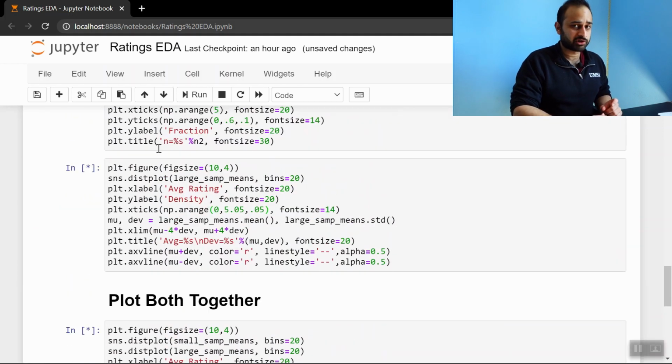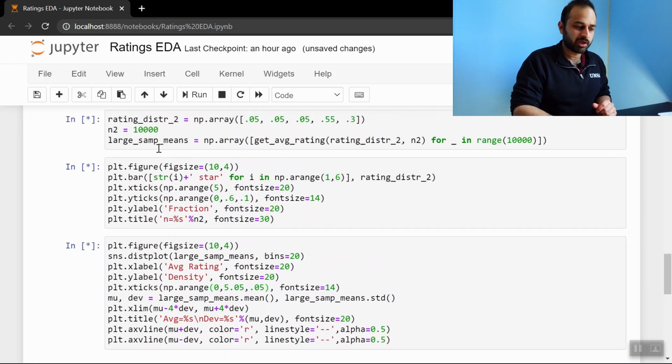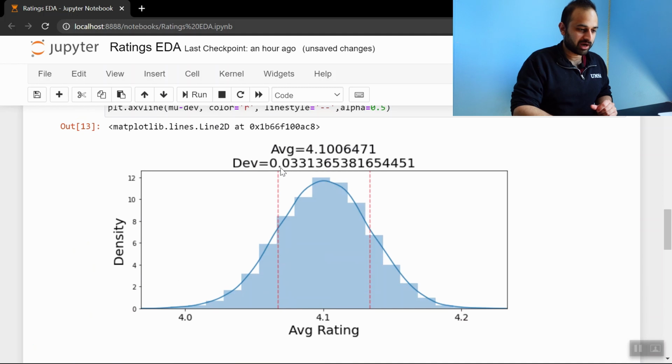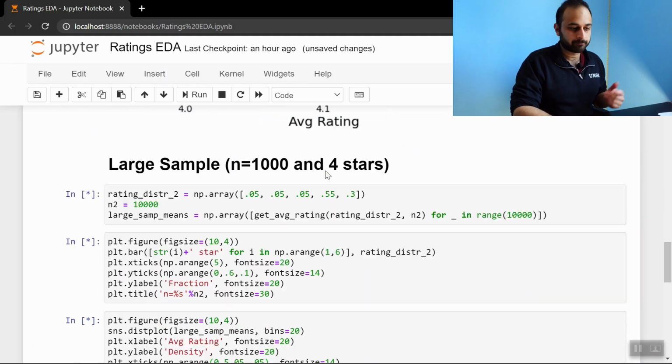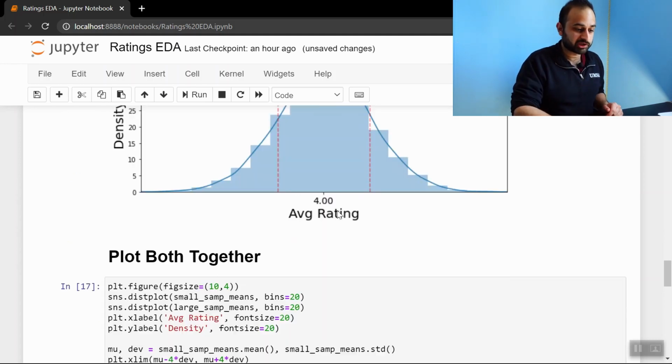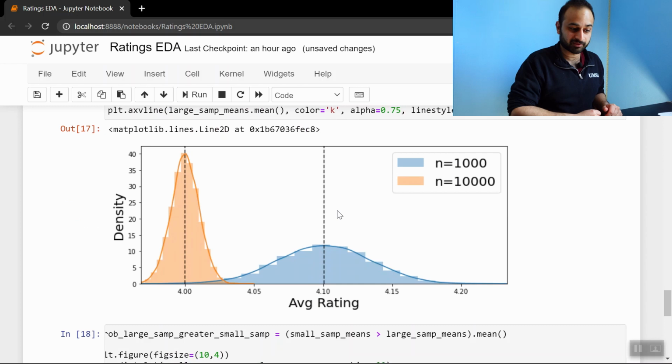Before I show you the answers, think about how these plots might change. What is your suspicion? And then we'll look at these plots together. So we see that for the first one, the standard deviation is now 0.03. For the second one here, the standard deviation is much smaller now. It's 0.01. So we have a very precise range. If we look at these two things together, they look like this.